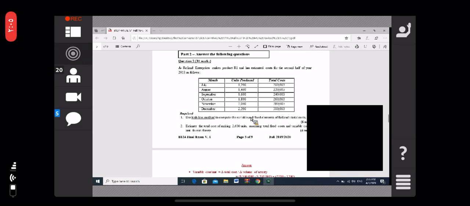What's the amount of B? Amount of B, it will be 100. So variable cost per unit will be equal 100. Right?